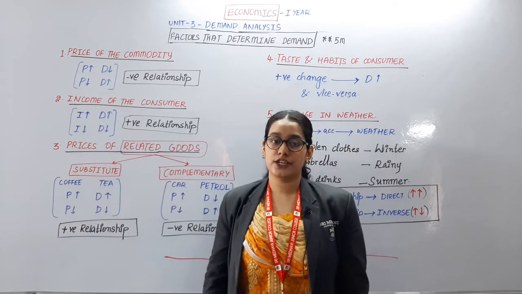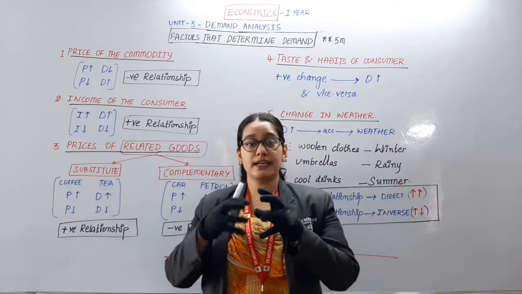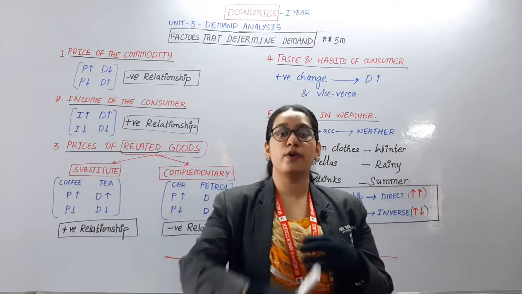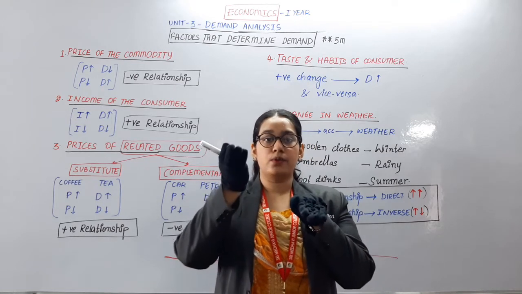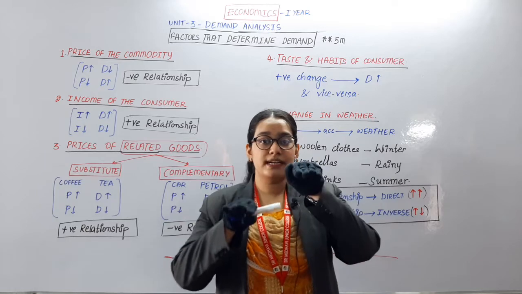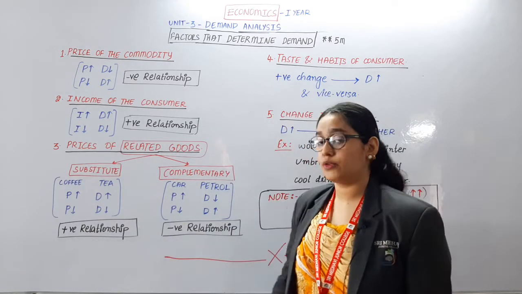Negative relationship. So whenever the price is less, people will be coming there and buying more products. So the demand will be more. Price less, demand more. Price is more, demand is less. Is that clear? Second point, income of the consumer.